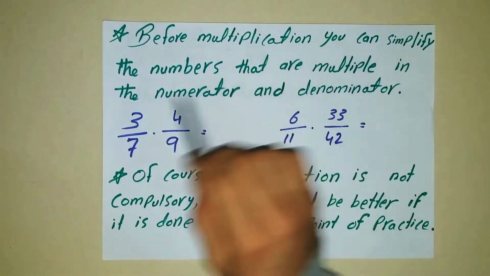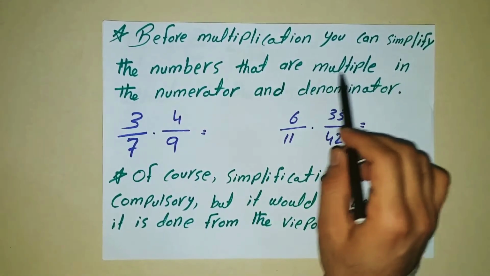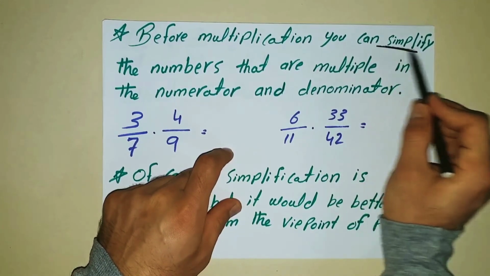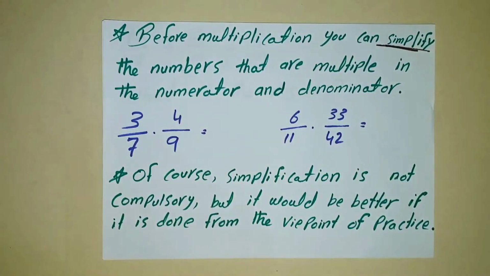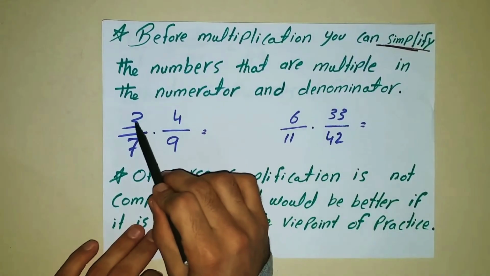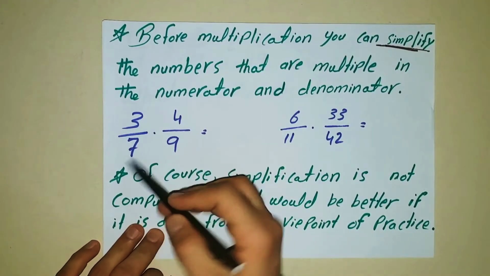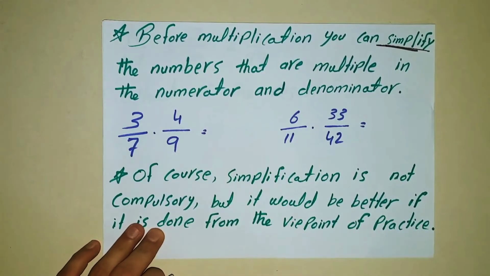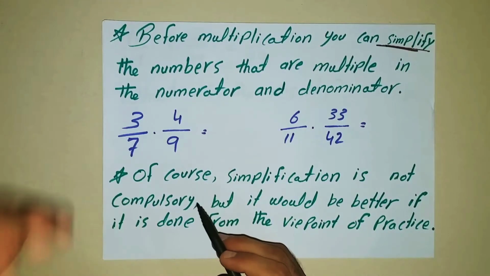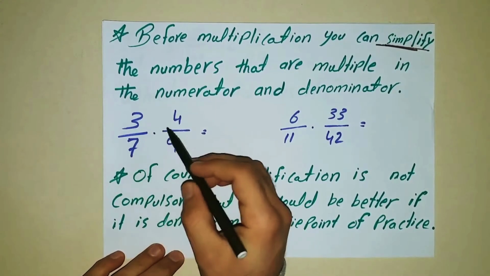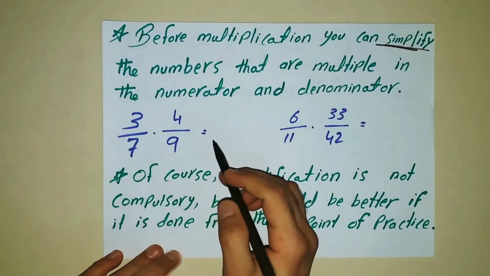Before multiplication you can simplify the numerators and denominators that are multiples of each other. It is talking about simplification. Before multiplication, if you can simplify them, it will be good for you, because they will be easy for you. Like 3 by 7 multiplied by 4 by 9, these are big numbers. If I can simplify them, that will make the problem easy for me. In addition we are not going to simplify like this. This simplification is just in multiplication.